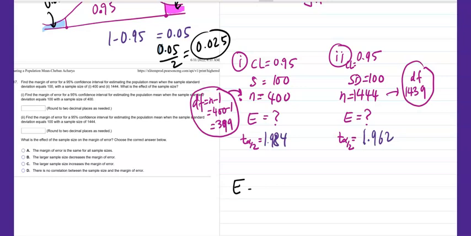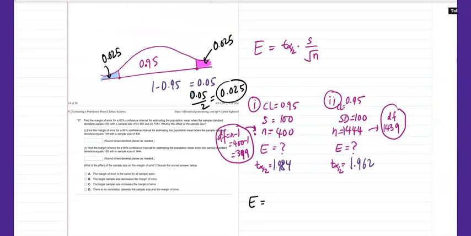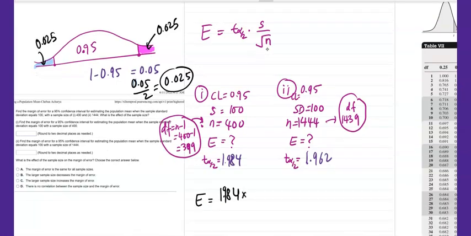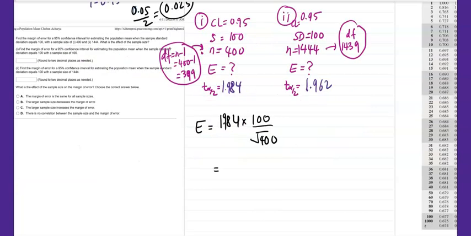So margin of error E equals, the formula is, I have it here. So I'm going to use critical value times S over the square root of n. The critical value is 1.984 times S, which is 100, divided by square root of 400. So use a calculator. This equals 9.92 to 2 decimal places.